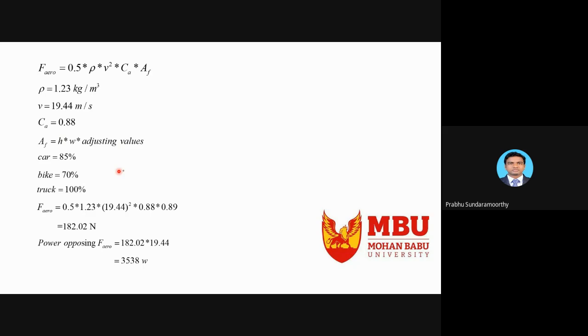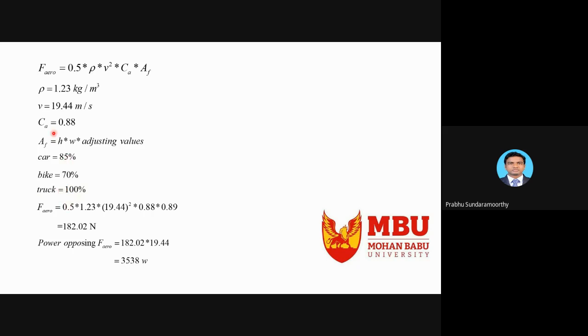So exactly we can't determine what the height and what the width of a vehicle is. Height means we need to include the person who is sitting on the vehicle with the helmet. And width of the vehicle means nothing but the handlebar of a bike, right? And the adjusting value, see here, for a car is 85% as per the standards, for a bike it is 70%, and for a truck or lorry it is around 100%. So we need not consider the adjusting value for buses or cars or trucks.